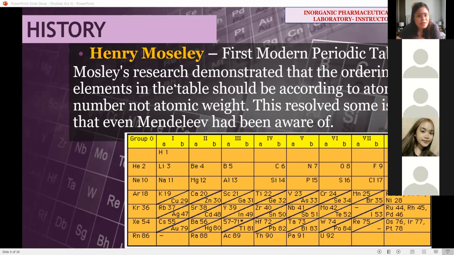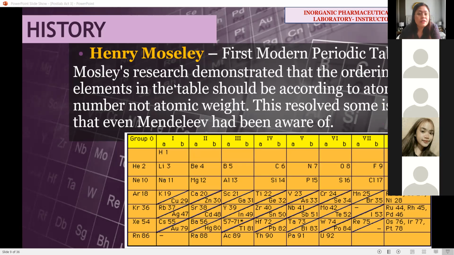Questions about the history of our periodic table? Anyone? Please include John Newlands, though he is not in my slide. I will also give you a copy of my slide so you can study. We'll have a quiz tomorrow.